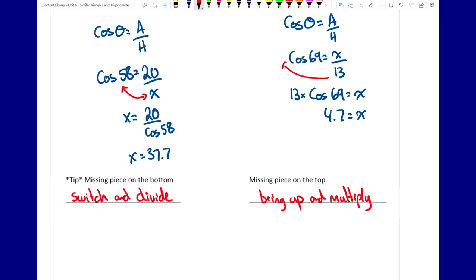Right, so those are the key phrases. Obviously, there's a little bit more to it, but those should be the trigger words that you think of. Okay, missing piece on top, bring up and multiply. Or even you just remember multiply and work at it from there. Because those are the only two processes or methods for solving for a side length using our right angle trig. You've seen the exact same thing in the two previous lessons with the different ratios.